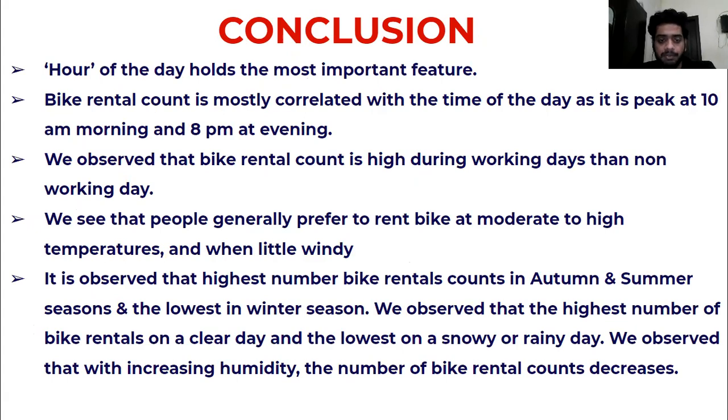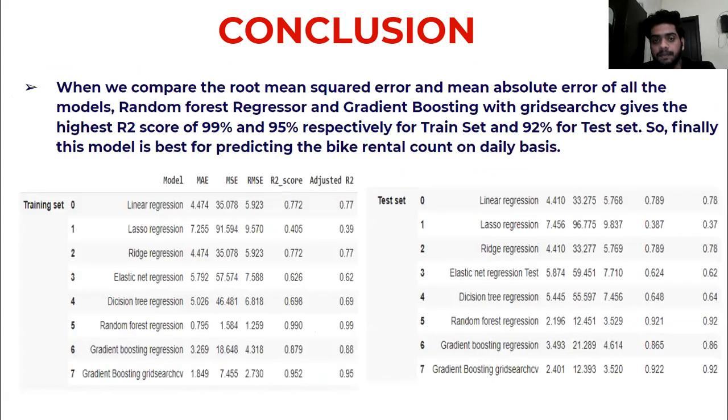We see that people generally prefer to rent bikes at moderate to high temperatures and when it's a little windy. It is observed that the highest bike rental count is in autumn and summer seasons and the lowest in winter. We observe that the highest number of bike rentals is on a clear day and the lowest on a snowy and rainy day. We observe that with increasing humidity, the bike rental count decreases.